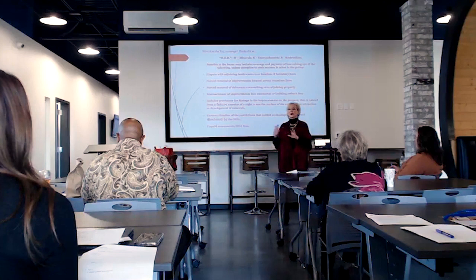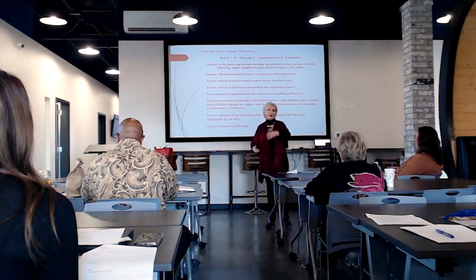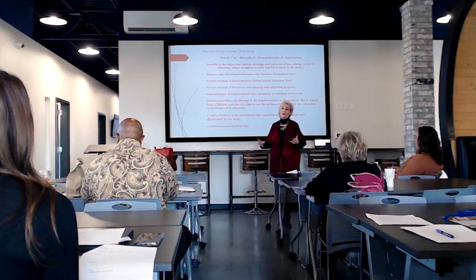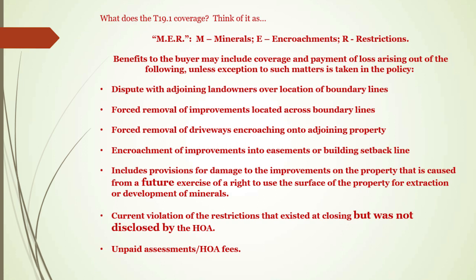It's going to cover something, let's say, where the pool was half in an easement, but the surveyor didn't catch it. That would be covered. Okay? So, disputes with adjoining landowners over location of boundary lines, forced removal of improvements located across boundary lines, forced removal of driveways encroaching into an adjoining driveway.